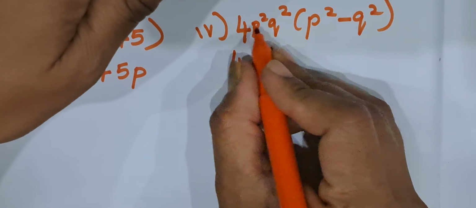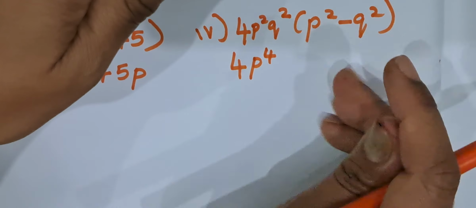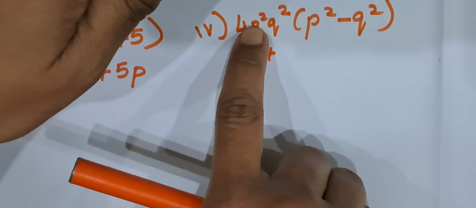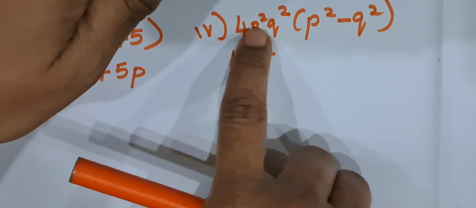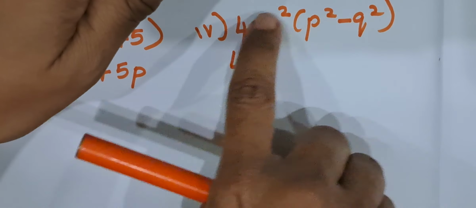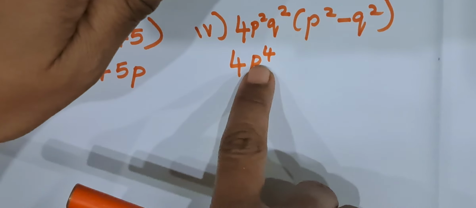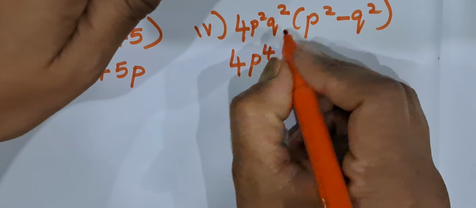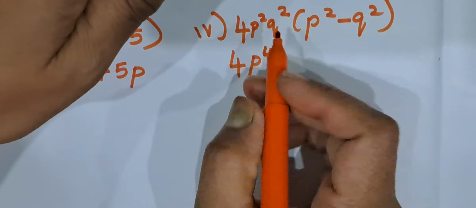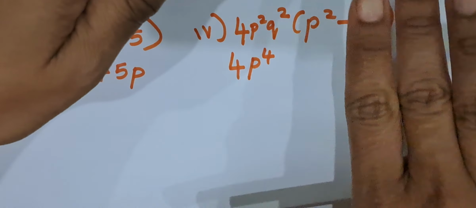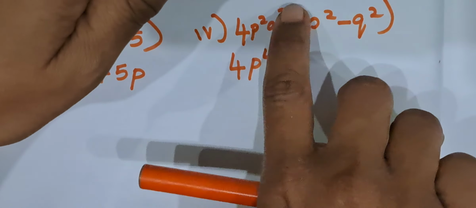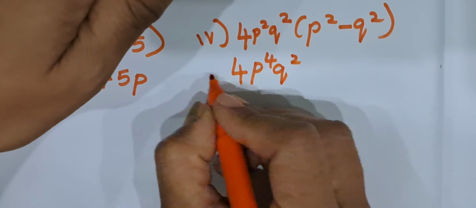Why? Because the base p is same. During multiplication, when the base is same, the powers get added. See here, p square is getting multiplied with p square. The base p is same. The powers are added. 2 plus 2 is 4. So p square into p square is p to the power 4. Now q square. In this first term, there is no q square. There is only q square here. So it will remain as it is.